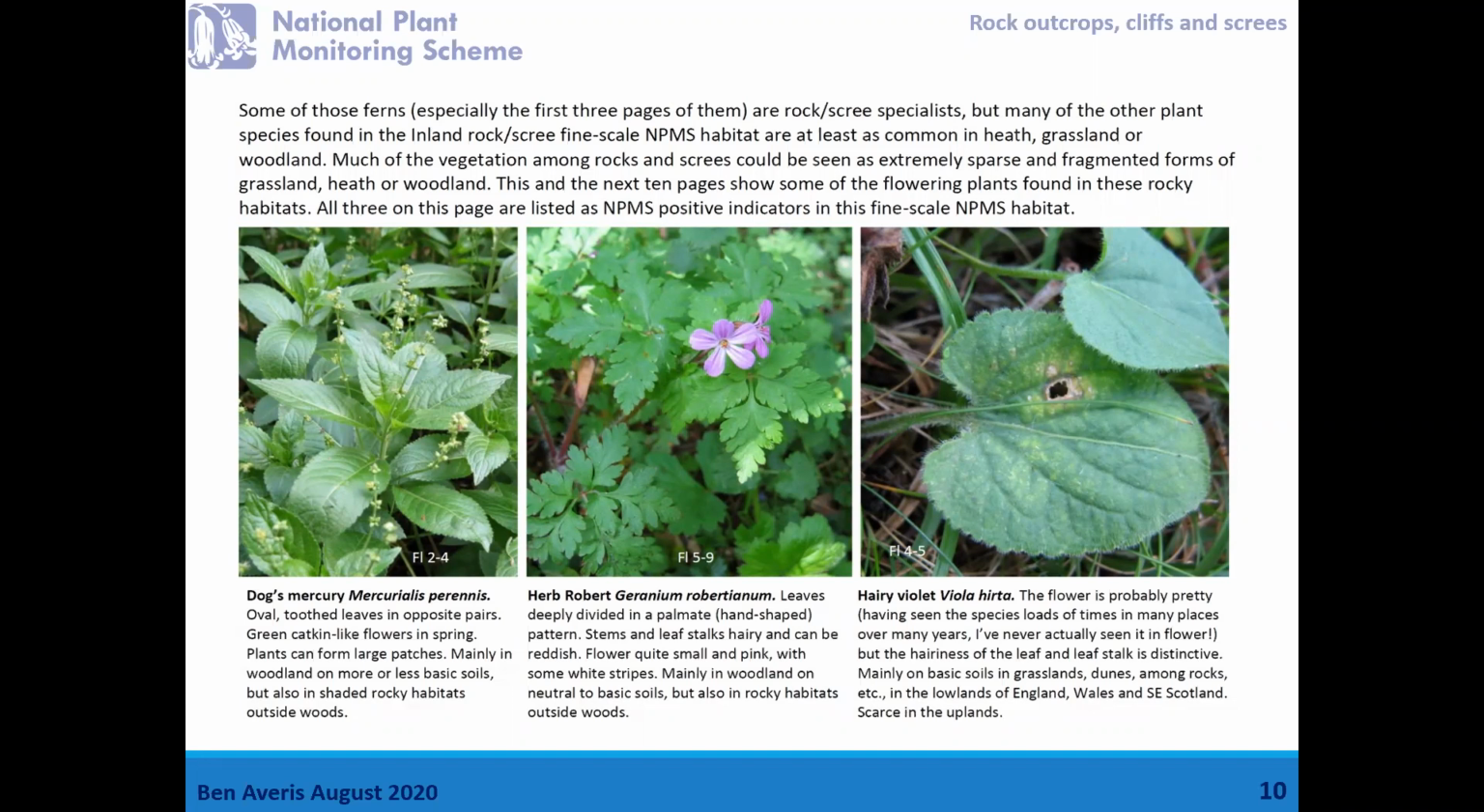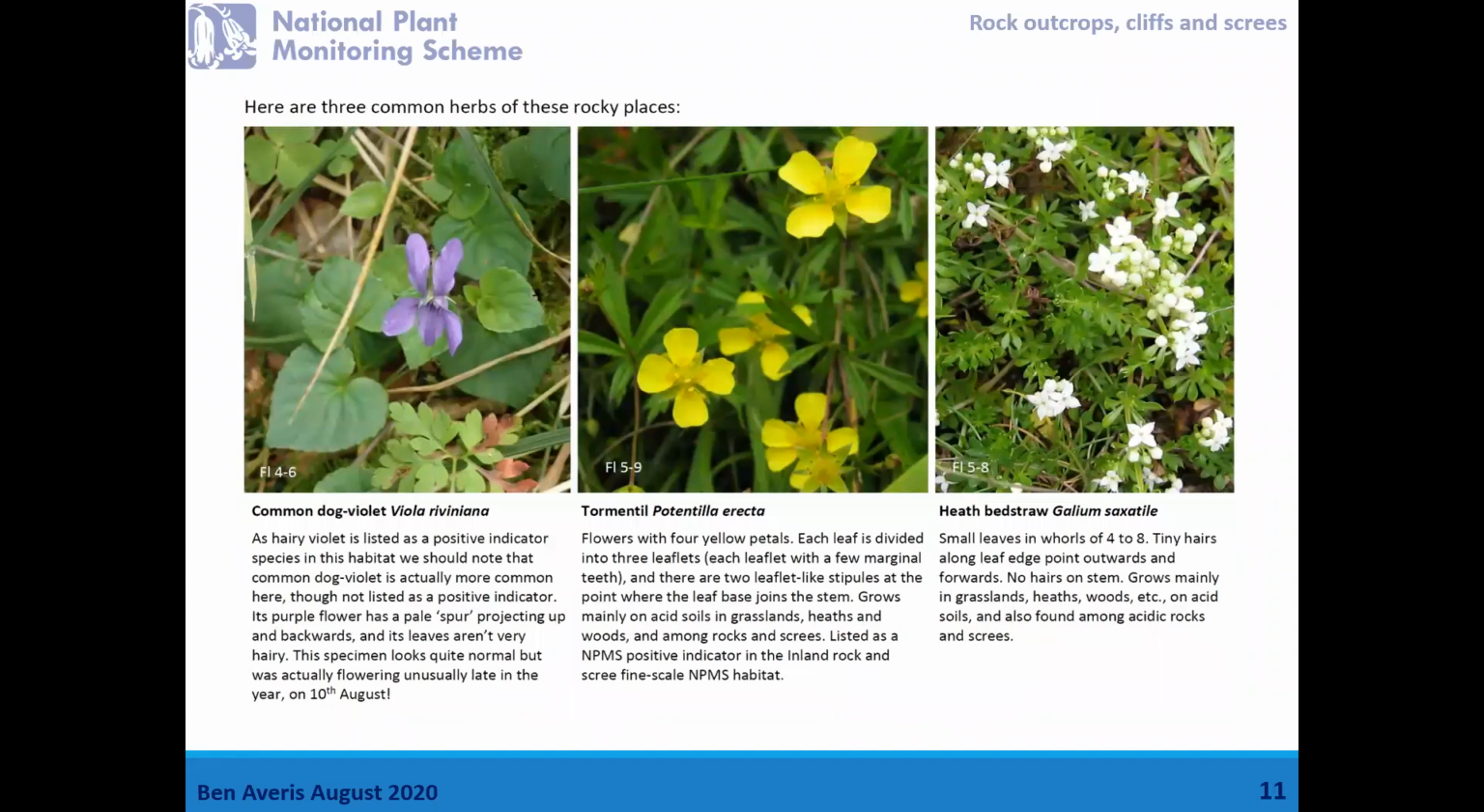So it's a species of various kinds of grasslands, coastal places, but it can grow among rocks as well. Hence, it's included among these species. And these three on this page are all NPMS positive indicators in this habitat. Before we go on to the next page, I should say, if you don't know already, positive indicators are species that generally are pretty good to see in the habitat because they suggest that things are going pretty well, that it's in reasonable condition, not too damaged.